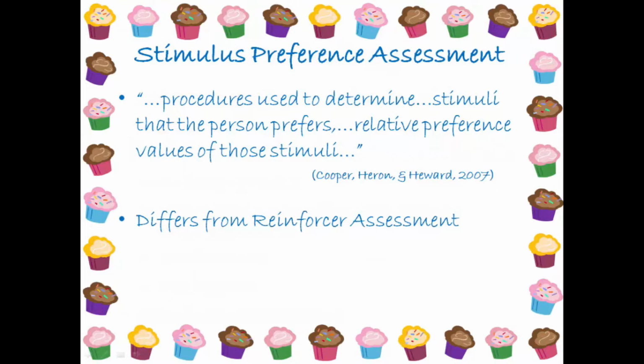Finding reinforcers can be accomplished through the use of a stimulus preference assessment. A stimulus preference assessment is a set of procedures used to determine stimuli that the person prefers and the relative preference values of those stimuli. In other words, a preference assessment can allow us to develop a hierarchy of which items are chosen more often than other items.